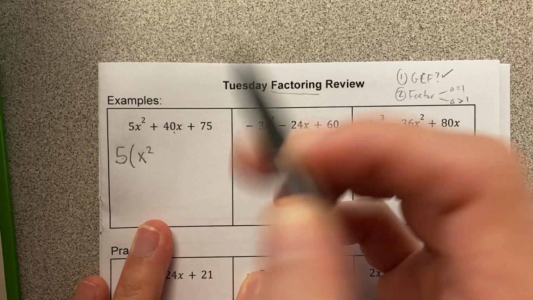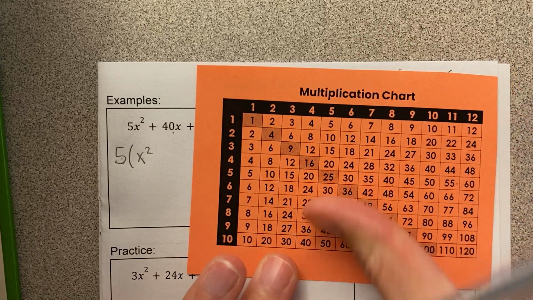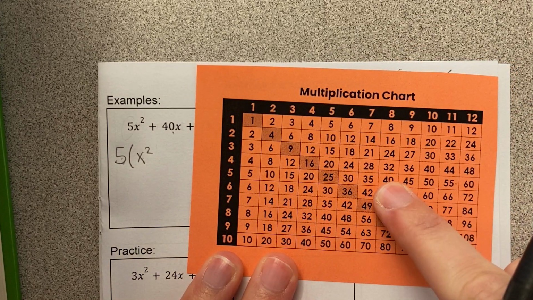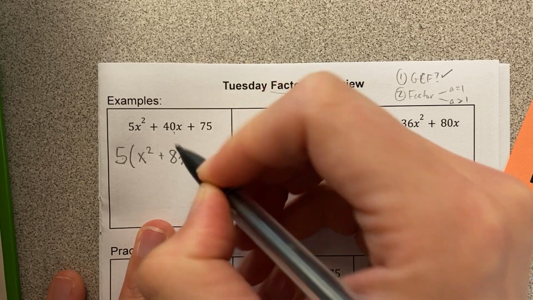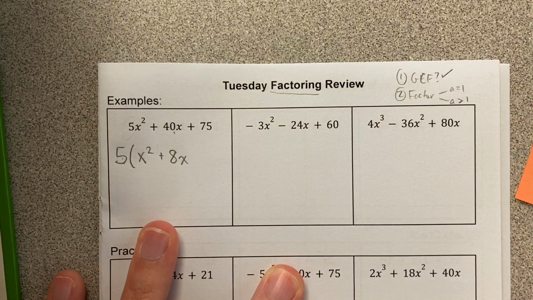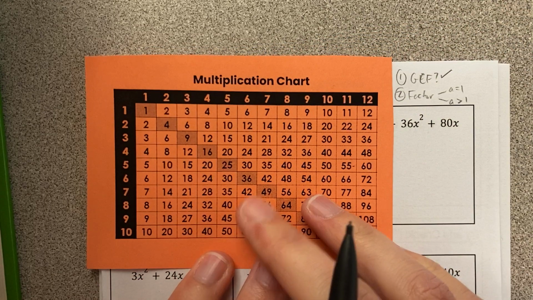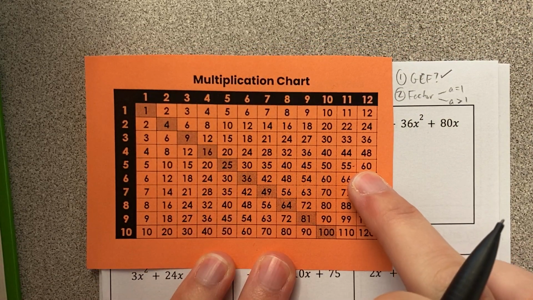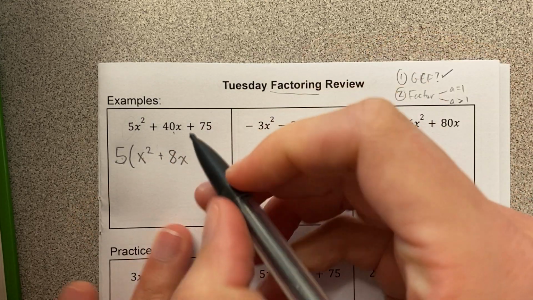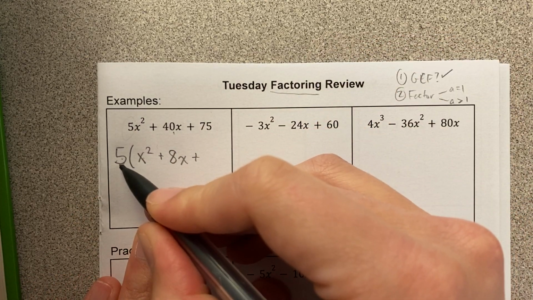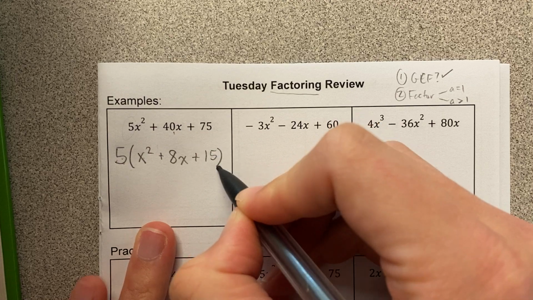5 times what is 40x? And look, you can do this if you need to. 5 times what is 40? Oh, 5 times 8 is 40. So 5 times 8x is 40x. Now, 5 times what is 75? Look, this isn't going to do it for you because it doesn't go up to 75. What you can do is, if you need to, put in a calculator 75 divided by 5. Or it'd be even better if you knew that 5 times 15 is 75.